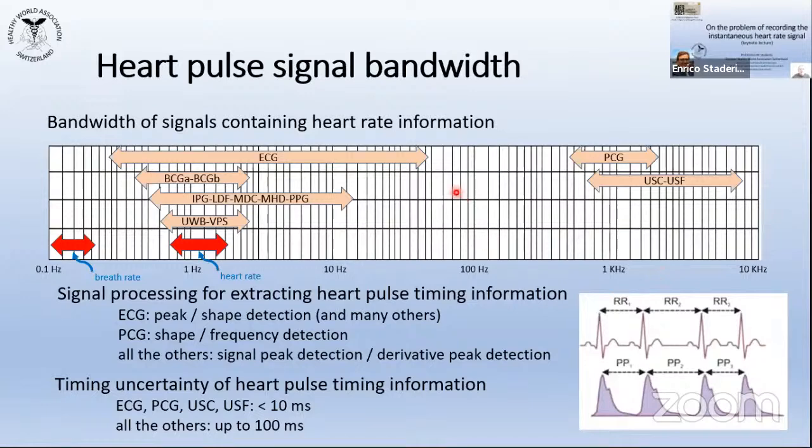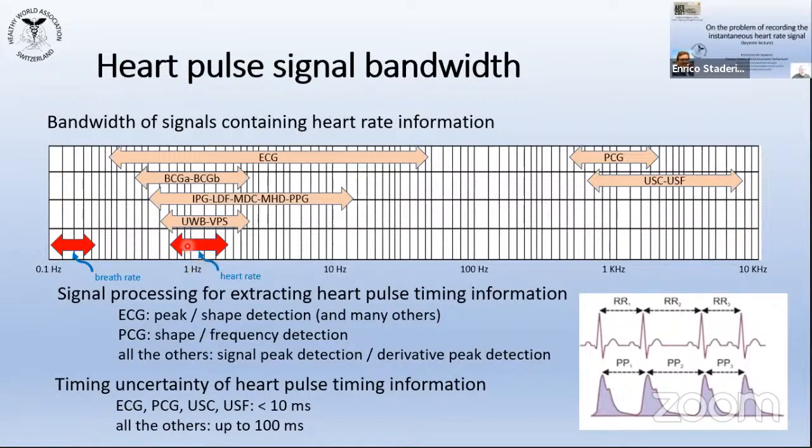Another thing very important is the bandwidth of signals containing heart rate information. Here I put on a logarithmic scale of frequencies the bandwidth of each device. For example, the bandwidth of the ECG goes from 0.2 maybe to 75 or 80 hertz. And all the other devices, for the phonocardiogram, for example, we are in the acoustical region. Ultrasound also comes in the acoustical region.